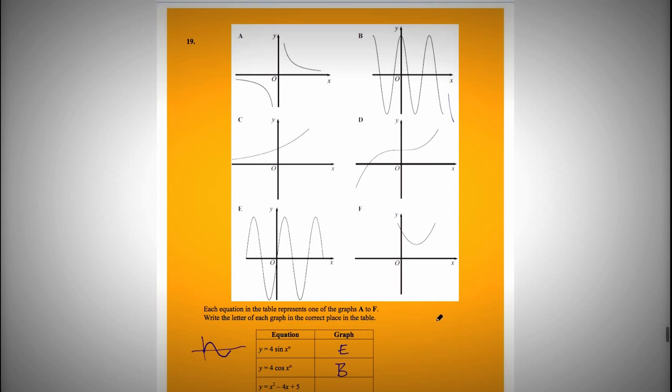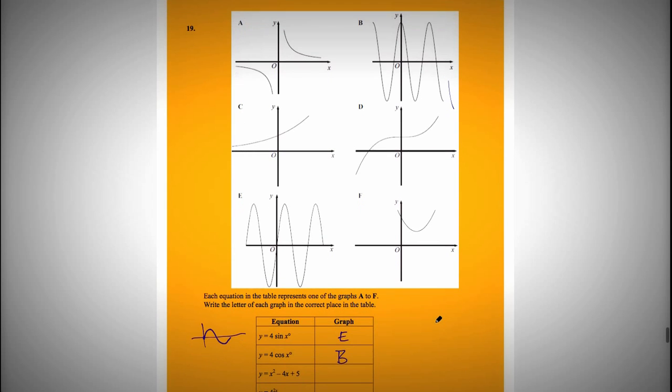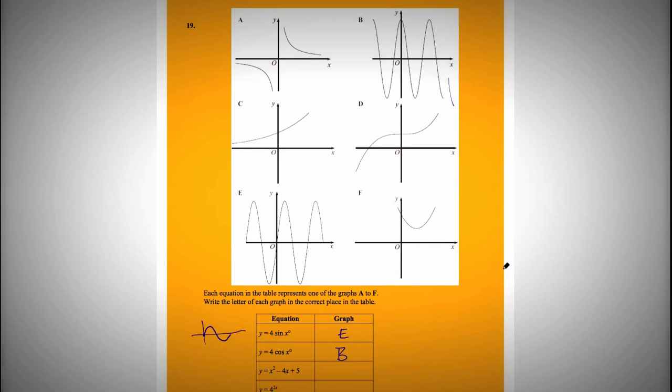y equals x squared minus 4x plus 5. That's a quadratic. The only one that's got a quadratic shape here is graph F, which has got the parabola, or the bottom end of a parabola there. It should also have no solutions because it doesn't cross, so I can check whether b squared minus 4ac is greater than or equal to 0. b squared is minus 4 squared, that's 16, minus 4 times 1 times 5.